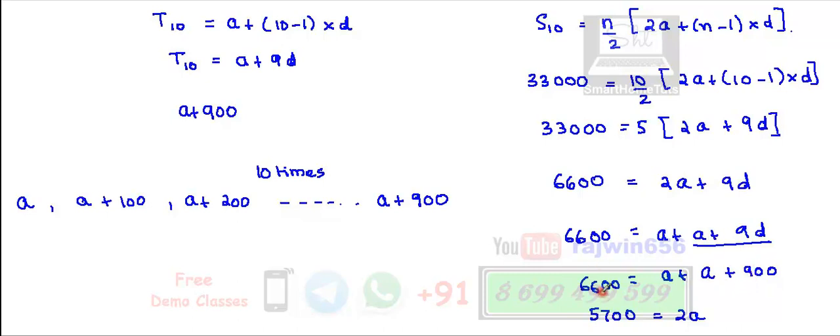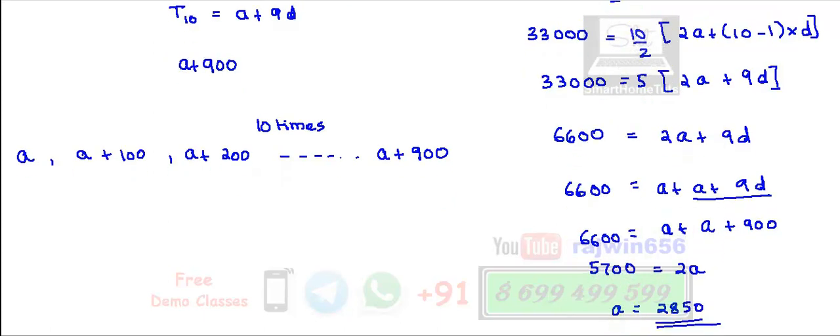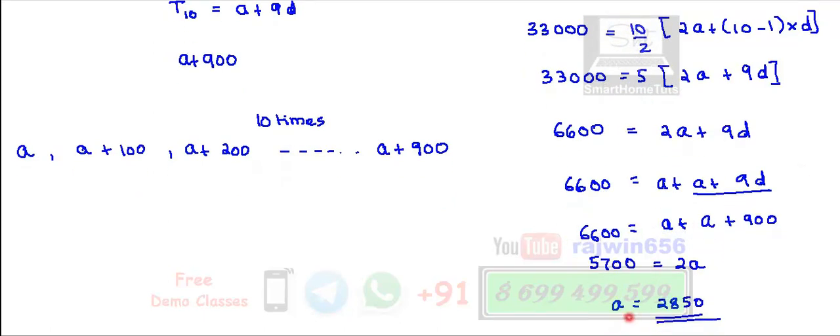Okay, 900 I'll transfer over here, so that is 5700. This is equal to 2A. So I'm dividing it by 2. So this is A, that is the first term. The amount that is saved in the first month is rupees 2850. If you have any questions, you can ask, or else you can take down the sum.